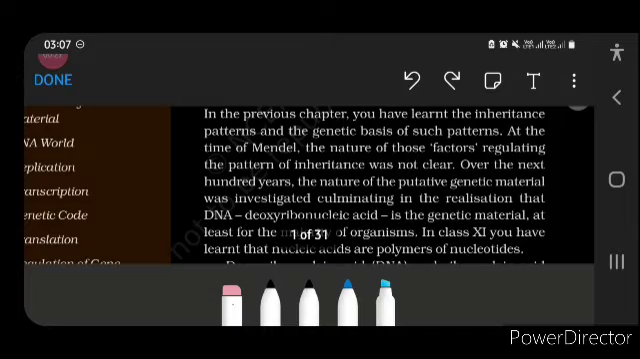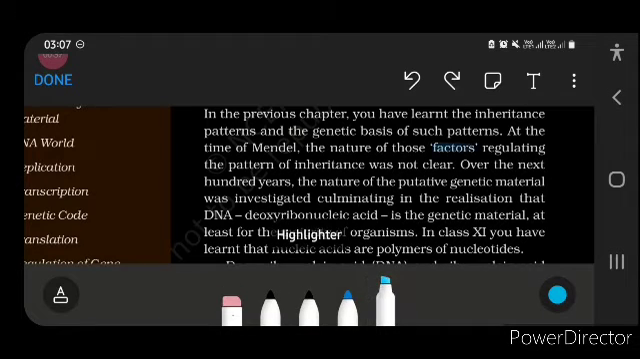In the previous chapter, you have learned the inheritance pattern and the genetic basis of such patterns. At the time of Mendel, the nature of those factors regulating the pattern of inheritance was not clear. Over the next 100 years, the nature of the putative genetic material was investigated, culminating in the realization that DNA, deoxyribonucleic acid, is the genetic material at least for the majority of organisms.